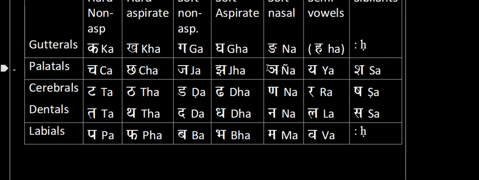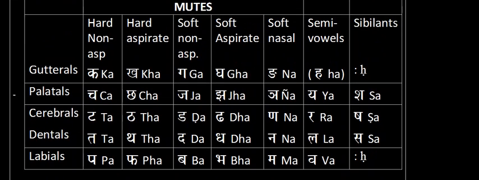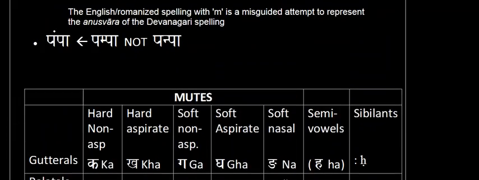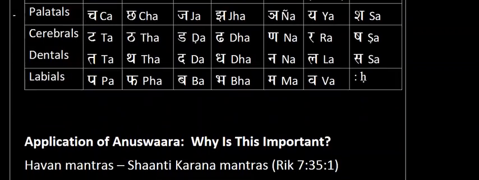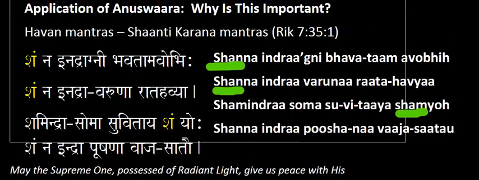So you would think that it would take this nya, but since it is not one of the four mutes, and remember, the first four columns are considered to be the first four mutes. Since this is not considered a mute, it's considered a semi-vowel. It does not take the soft nasal form in that group. Instead, it just takes the regular ma sound in the Anuswaara. It takes a final ma. So that's why in this case, it is considered to be shum and not shun with an N.